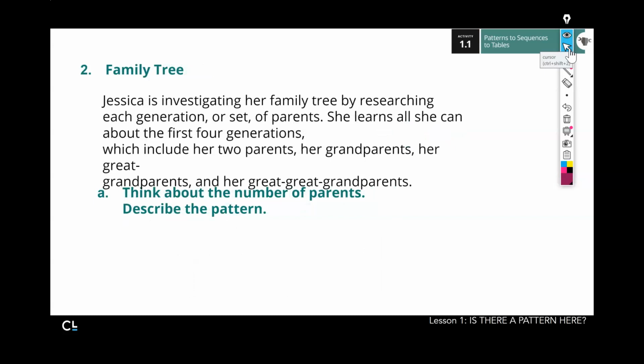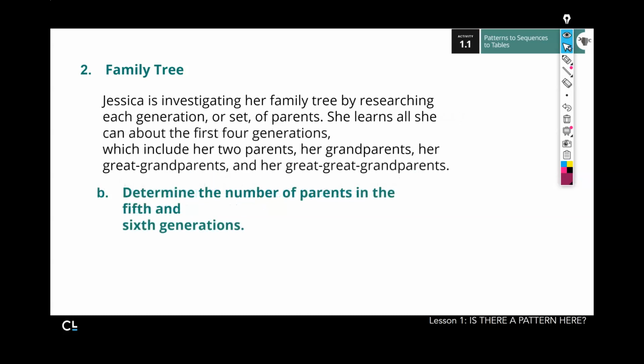Number 2, family tree. Jessica is investigating her family tree by researching each generation or set of parents. She learns all she can about the first 4 generations, which include her 2 parents, her grandparents, her great-grandparents, and her great-great-grandparents. Think about the number of parents. Describe the pattern. Each generation has 2 times the number of parents as the generation after that. Let's look into this.